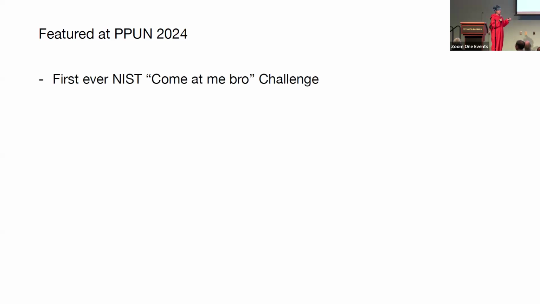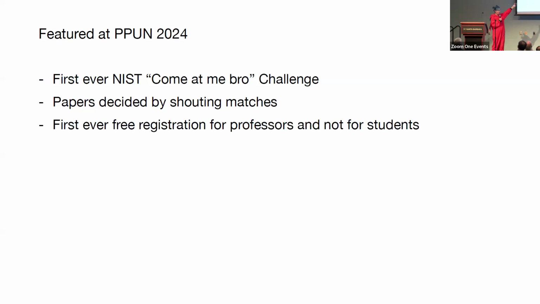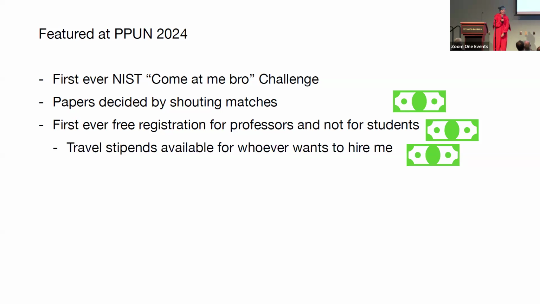And so featured at PUN 2024 is going to be the first ever NIST Come At Me Bro Challenge. And also, we're going to decide who gets in by shouting matches. Who is the most adversarial? And this is the first ever free registration for professors and students. The registration is over $1,000. Screw the rules of the ICR. But also travel stipends are available for whoever wants to hire me.